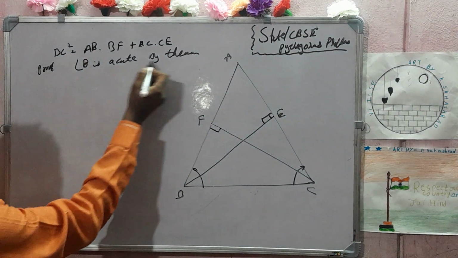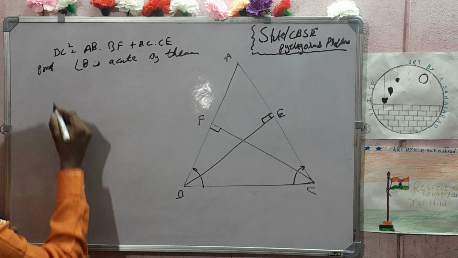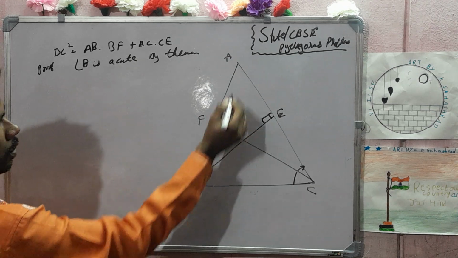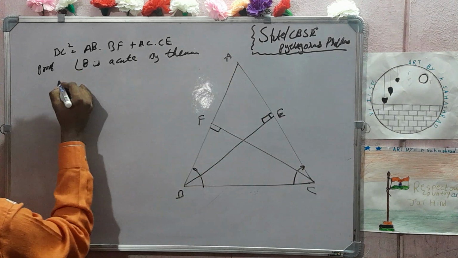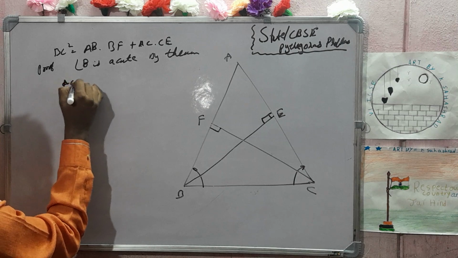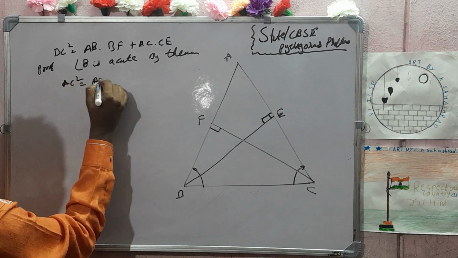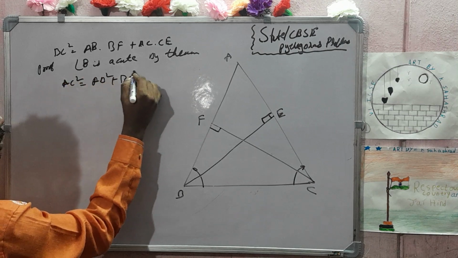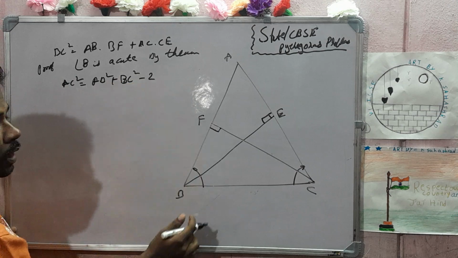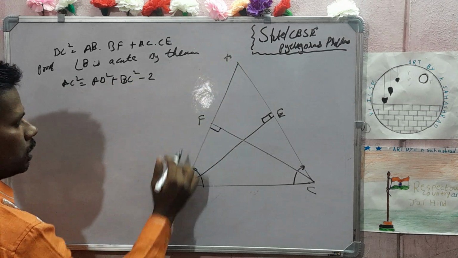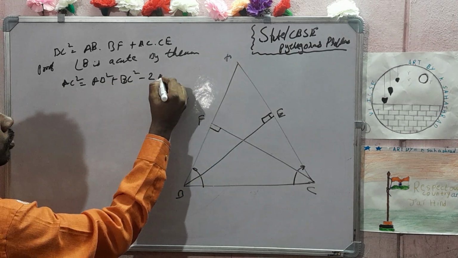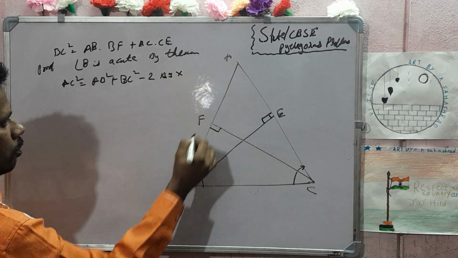Therefore, angle B is acute. If this is acute, you simply write AC square is equal to AB square plus BC square minus twice the whole product, minus 2 times AB into BF.